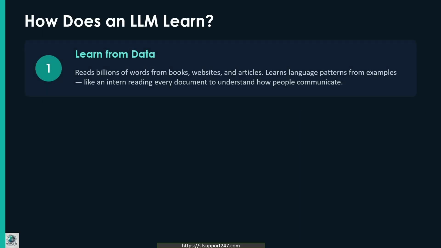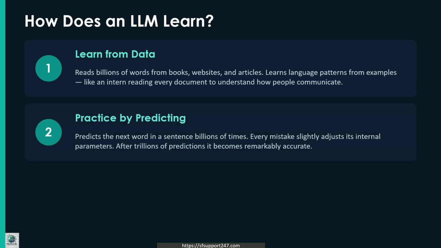How does an LLM learn? It learns from data. These LLMs read billions of words, books, websites and articles. They learn the language and the patterns and they practice by predicting. Assume that you type something and send that message, it reads by predicting the next word, because it already read billions of words and books and websites. So it is trying to understand how humans write or generate content.